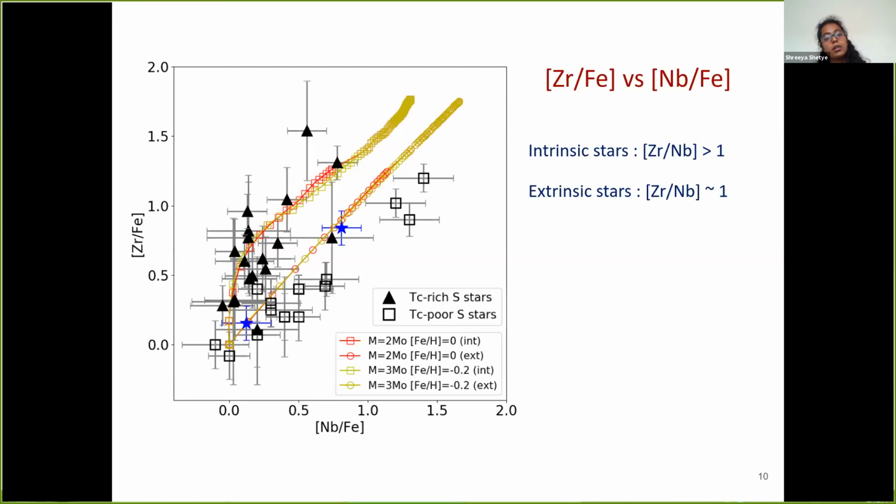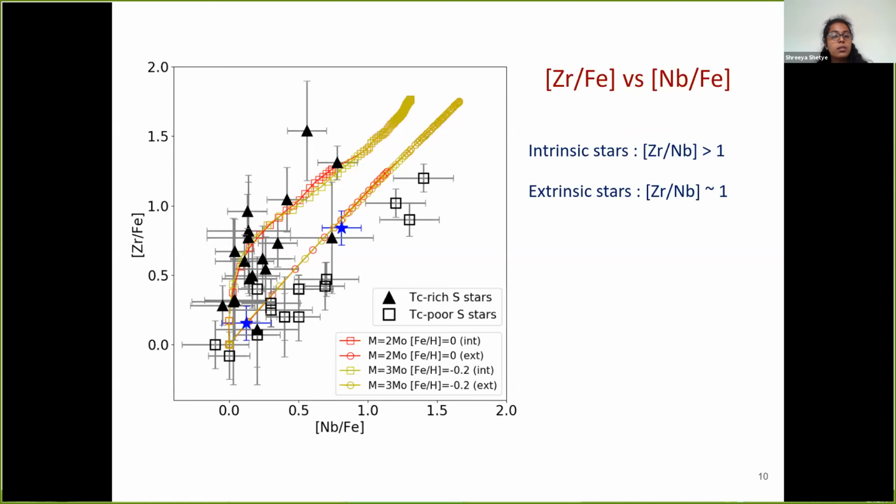So we expect them to have a zirconium over niobium ratio of 1, while for the intrinsic stars, our genuine thermally pulsing AGB stars, they are freshly producing these S process elements, undergoing these third dredge-ups constantly, and hence they haven't had enough time yet to produce niobium from zirconium.